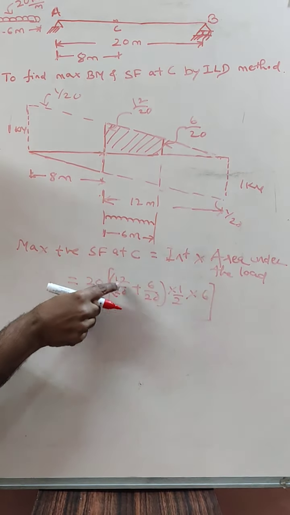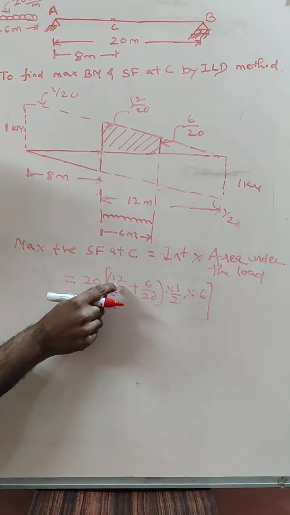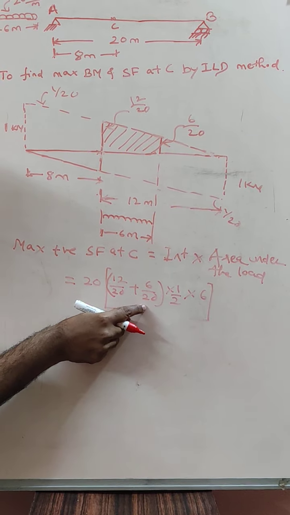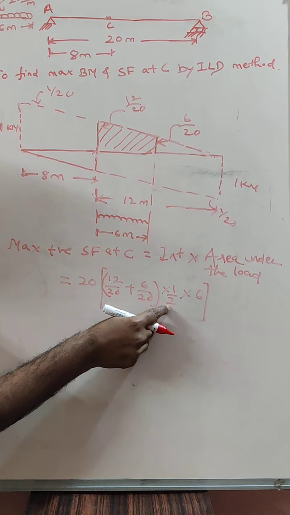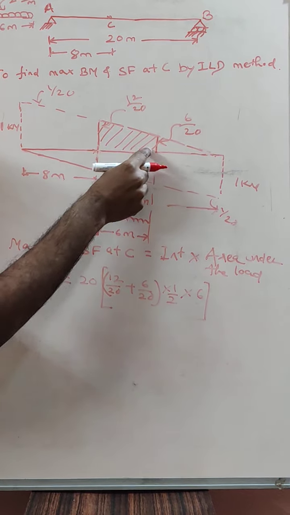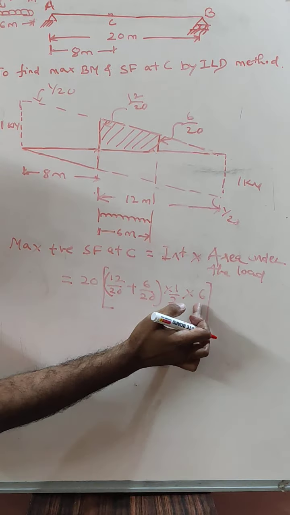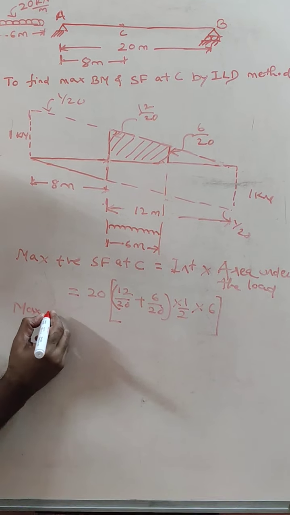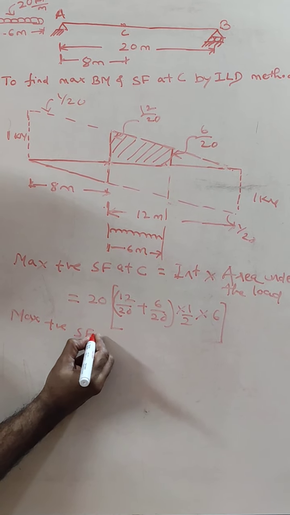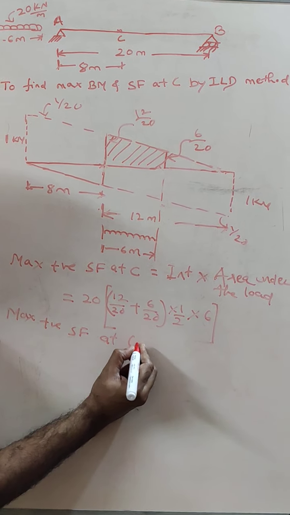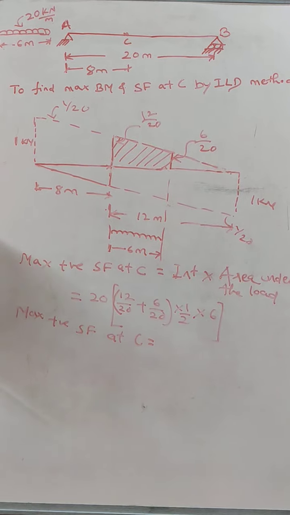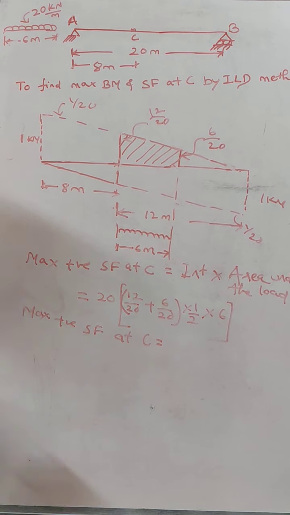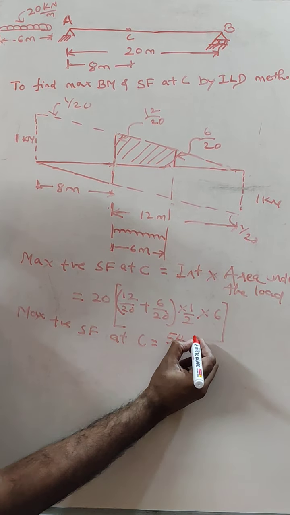You can calculate and write down the direct value if you want to simplify, or simply keep 12 by 20 plus 6 by 20 divided by 2, that is the sum of the parallel sides divided by 2. The distance between the parallel sides is 6. So do the calculation. Maximum positive shear force at C due to UDL when it moves, I have done the calculation, you can check it. It is 54 kilonewton.